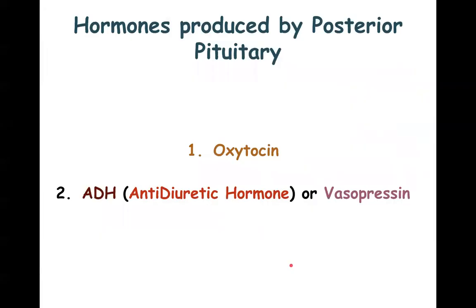Now the hormones produced by the posterior pituitary are oxytocin and antidiuretic hormone, or vasopressin. Oxytocin helps during childbirth, and vasopressin is a hormone which regulates the urine output by controlling the reabsorption of water from the outgoing urine.